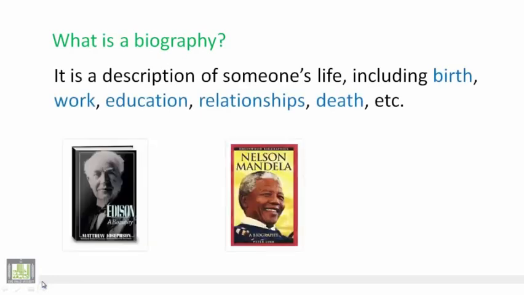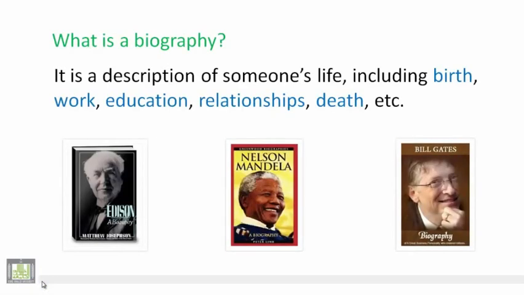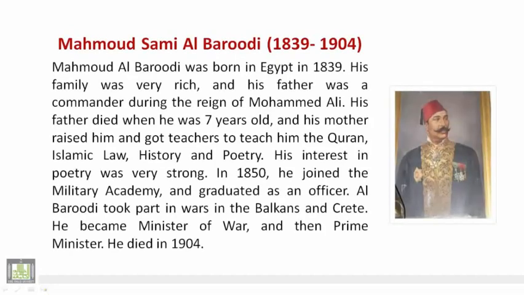What is a biography? It is a description of someone's life, including birth, work, education, relationships, death and so on. And of course we have some examples such as Thomas Edison, Nelson Mandela, and Bill Gates. Now we will move to a very short biography about a very important Egyptian poet, namely Mahmoud Sami al-Barudi.